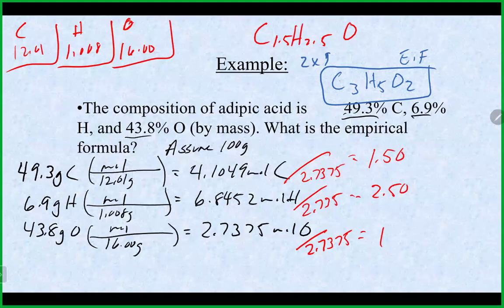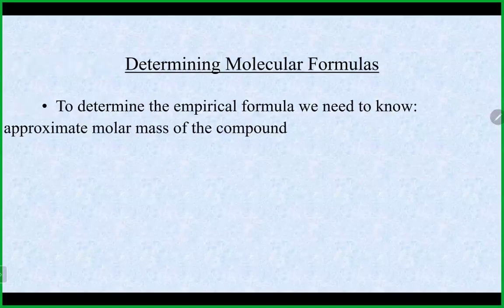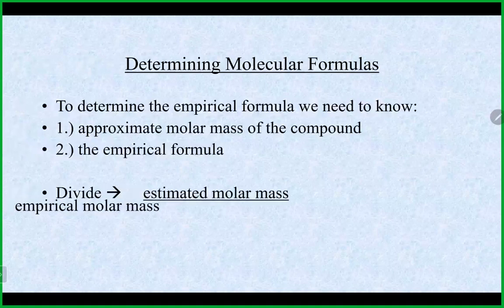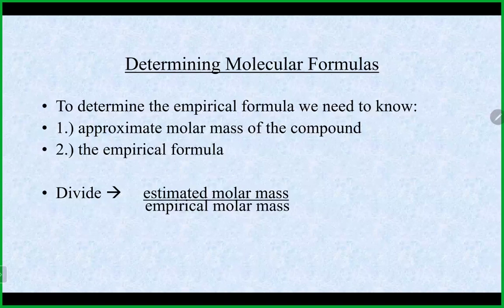All right, then let's talk about how to calculate a molecular formula. To calculate a molecular formula, you really need three pieces of information given to you. You need the empirical formula. Either it will be given to you or you'll need to calculate it like we've been doing. You also need the molar mass of the compound. This is usually given to you in the problem.